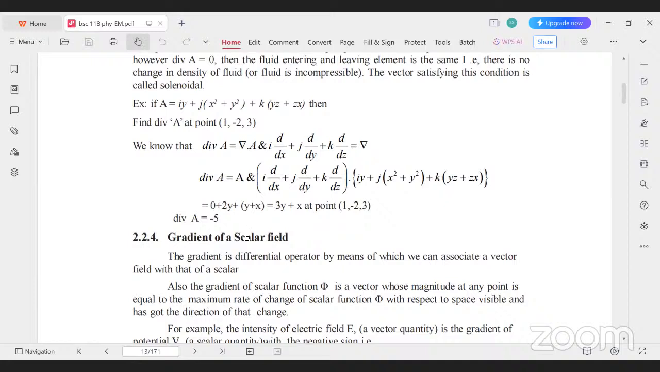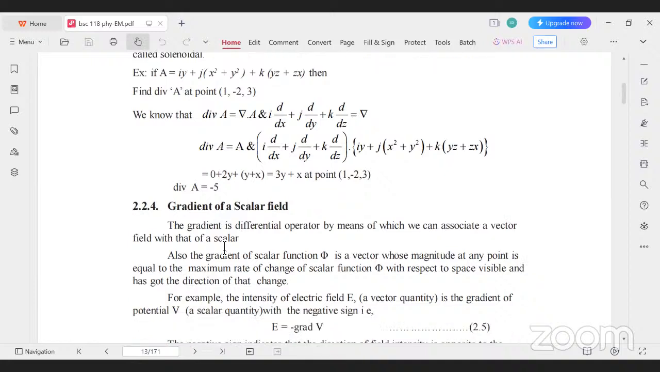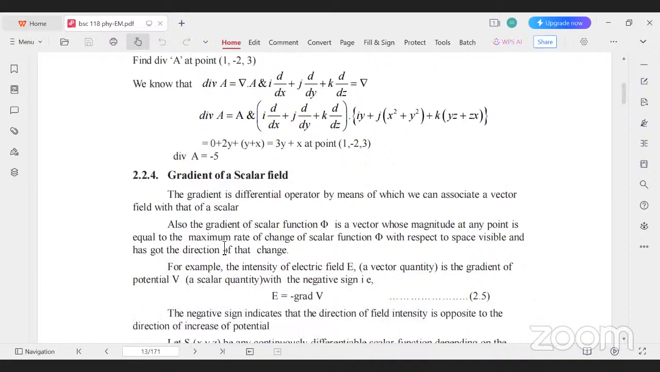So next is the gradient of a scalar. What is grad? Gradient is nothing but a differential operator which can associate a vector field with a scalar field.